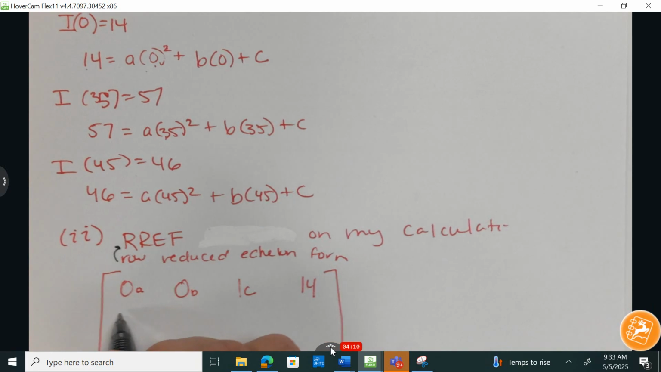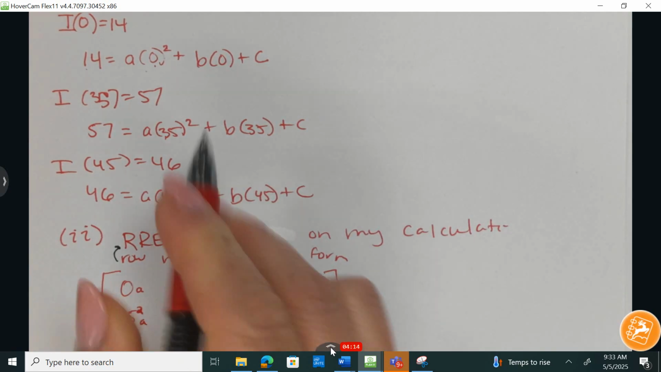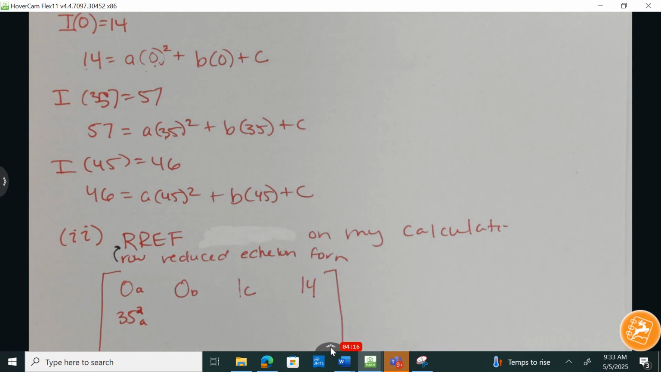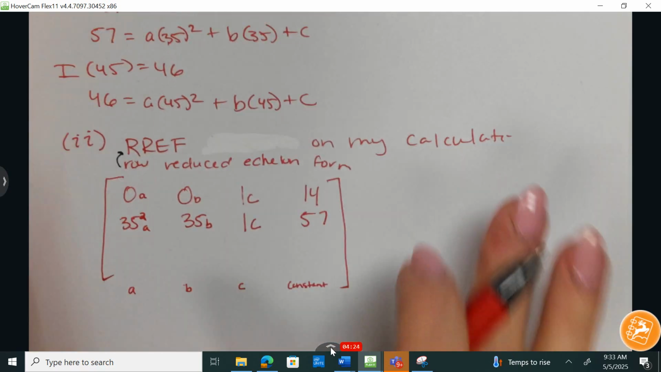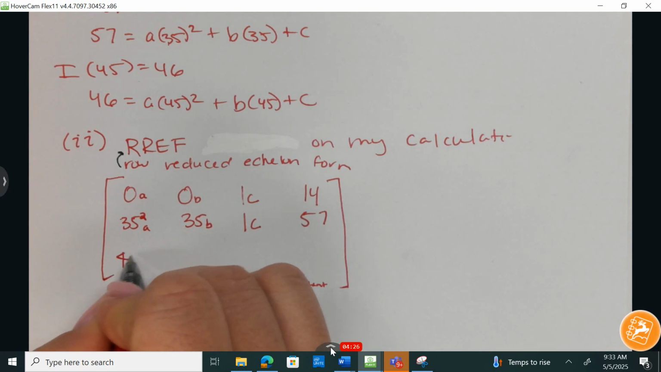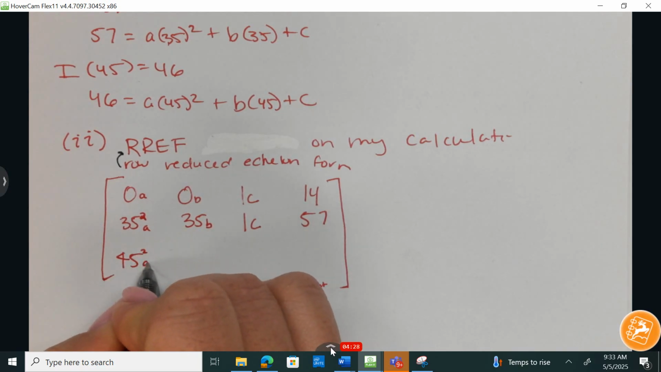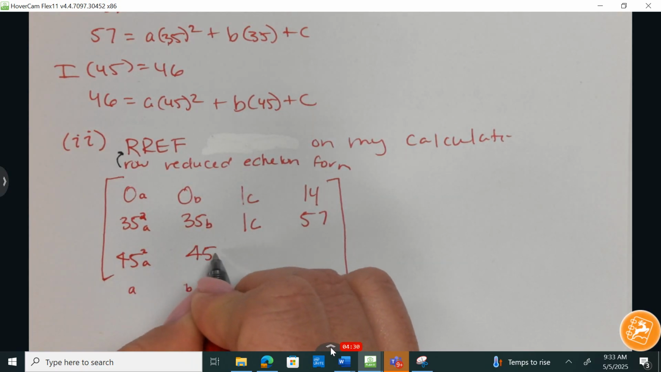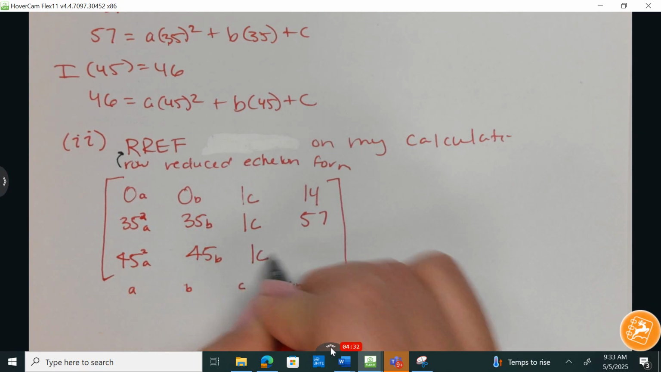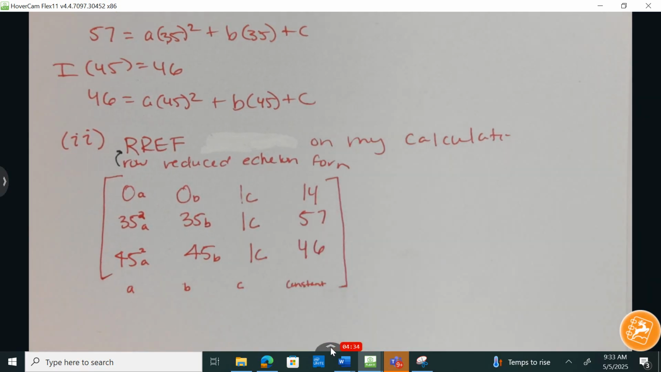Now I have 35 squared A. I didn't put 0 squared because I knew 0 squared is 0. I have 35B, 1C, and 57. Let's look at the next equation. I have 45 squared A, 45B, 1C, and 46.